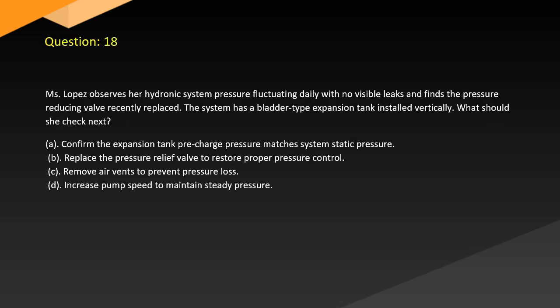Question 18. Ms. Lopez observes a hydronic system pressure fluctuating daily with no visible leaks and finds the pressure-reducing valve recently replaced. The system has a bladder-type expansion tank installed vertically. What should she check next? A. Confirm the expansion tank pre-charge pressure matches system static pressure. B. Replace the pressure relief valve to restore proper pressure control. C. Remove air vents to prevent pressure loss. D. Increase pump speed to maintain steady pressure.